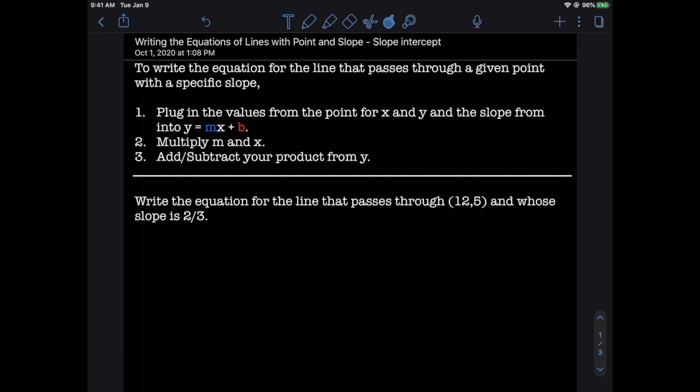So then how do we do it? Well, you can see the steps on the screen here. To write the equation for the line that passes through a given point with a specific slope, we're first going to plug in the values from the point for x and y and the slope into y equals mx plus b. Then we'll multiply our m and our x, and then we'll add or subtract the product of that from y in order to get b by itself. Now that we have the steps down, why don't we go ahead and look at it in an example problem.